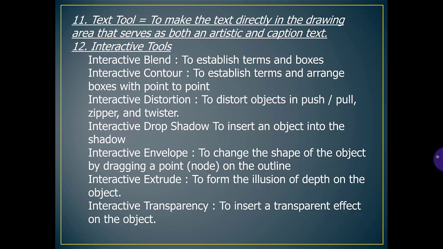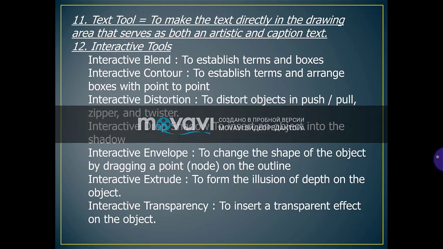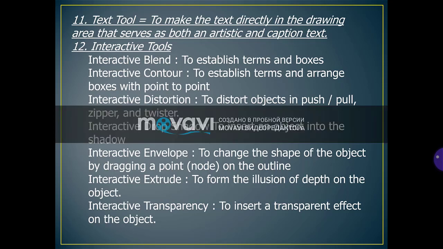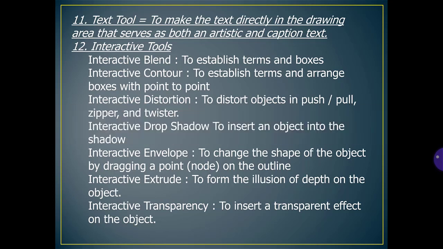Interactive distortion. To distort objects in push or pull, zipper, and twister. Interactive drop shadow. To insert an object into the shadow. Interactive envelope. To change the shape of the object by dragging a point on the outline. Interactive extrude. To form the illusion of depth on the object. Interactive transparency. To insert a transparent effect on the object.